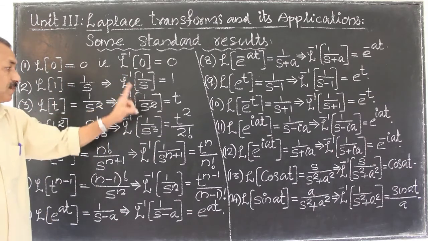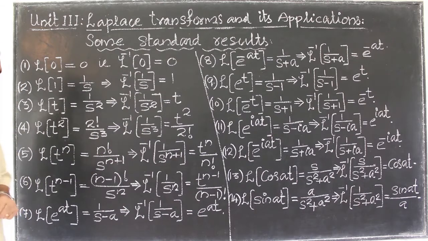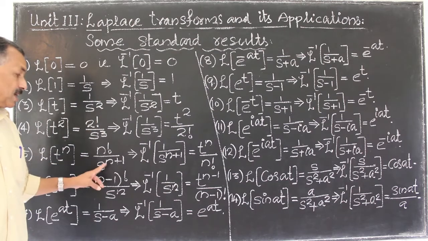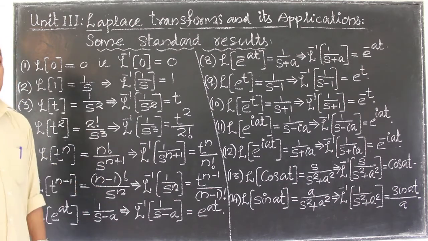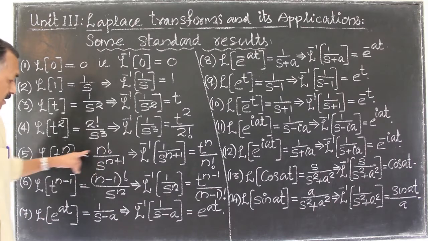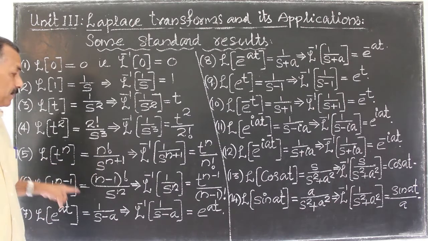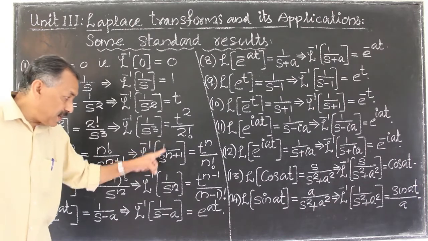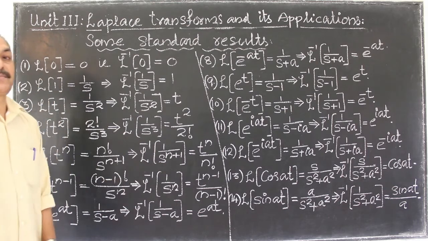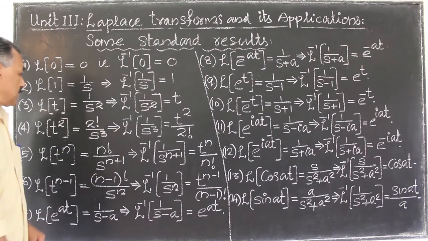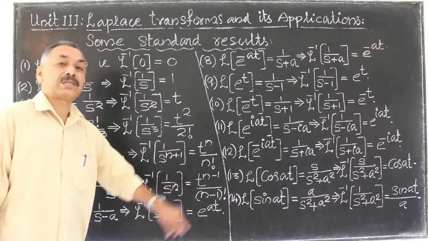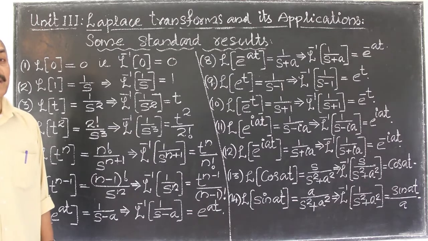Then 1 by s square, 1 by s cube. Then Laplace transform of t raised to n. What is the Laplace transform of t raised to n? It is n factorial divided by s raised to n plus 1. Therefore L inverse of 1 divided by s raised to n plus 1 is equal to t raised to n by n factorial.